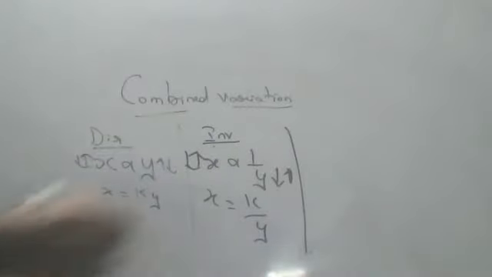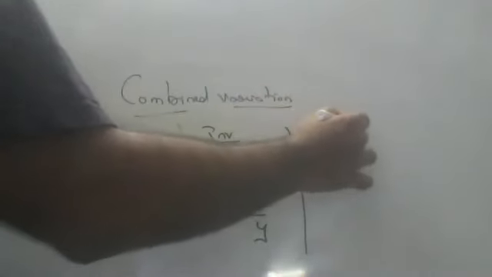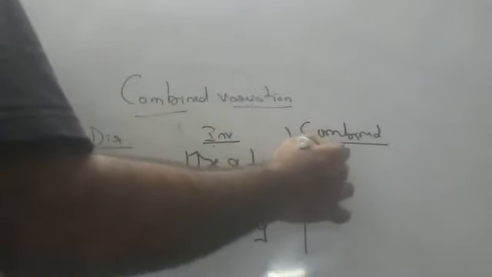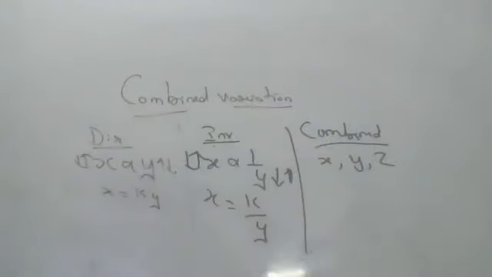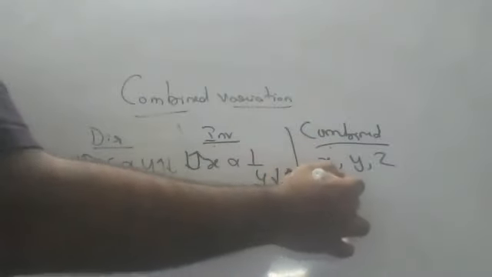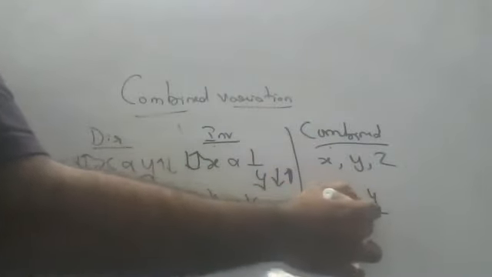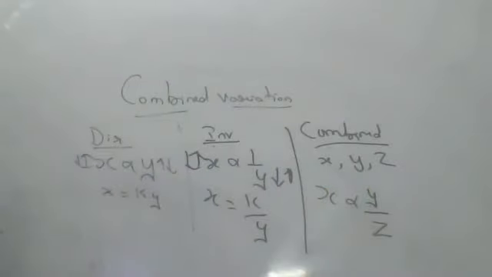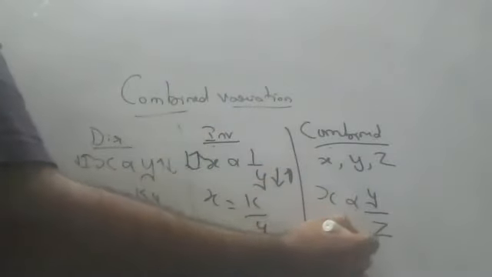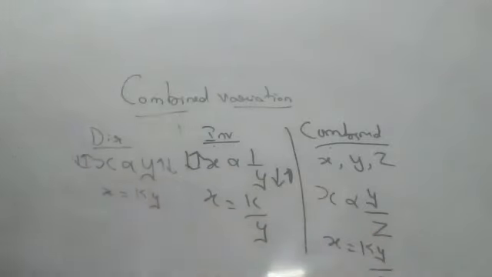Now, what is combined proportion? Combined means there will be three values, children: X, Y, Z. They will say who is direct and who is indirect. Sometimes they won't give it, and we should assess who is direct and who is inverse. Suppose X is directly proportional to Y and inversely proportional to Z, then removing proportionality, X is equal to KY by Z. This is called combined. You may doubt, sir, only three variables or four variables also will come up.